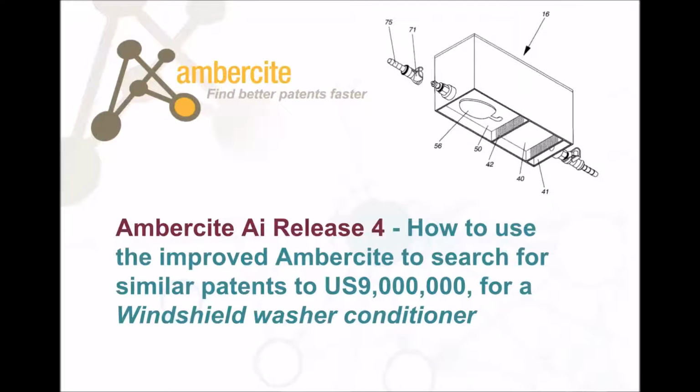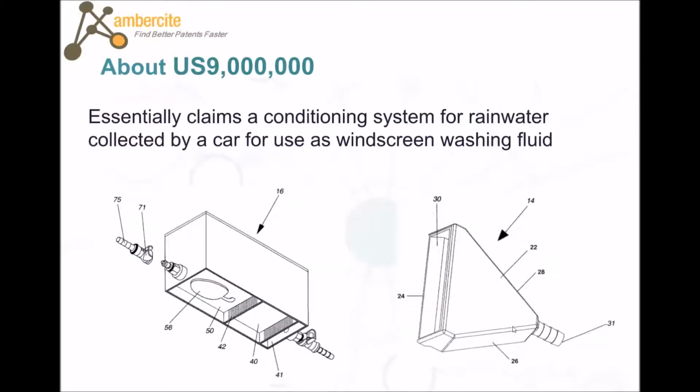I'm going to demonstrate this by running a search for similar patents to US 9 million, which claims a windshield washer conditioner. But before we do so, we might talk a little bit more about this patent. US 9 million essentially claims a conditioning system for rainwater which is collected by a car for use as windscreen washing fluid.